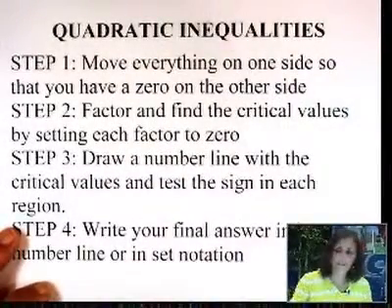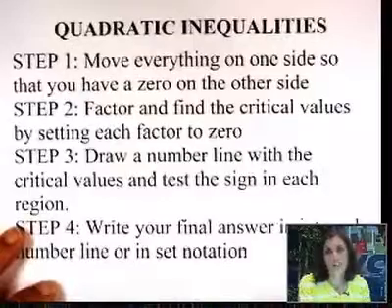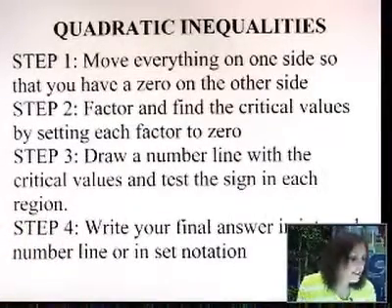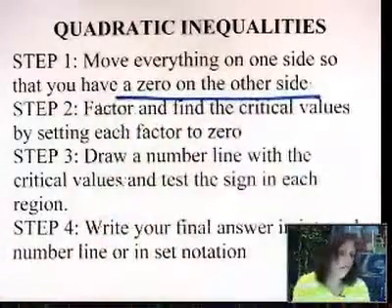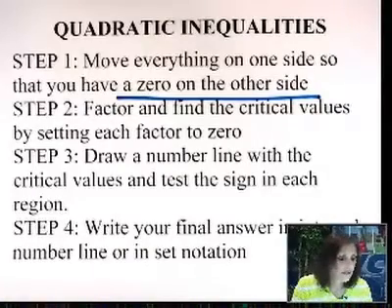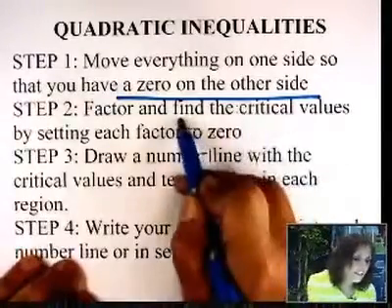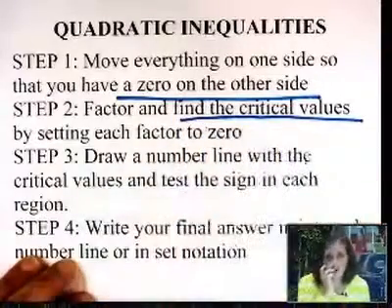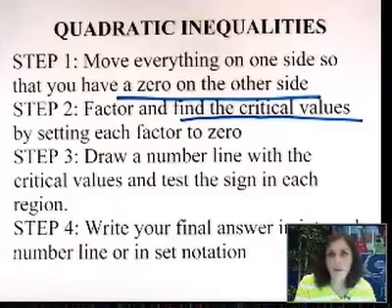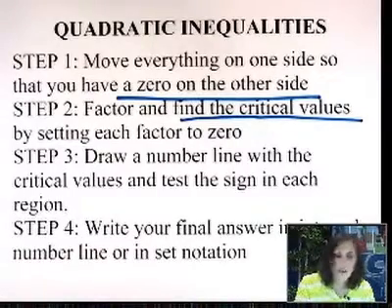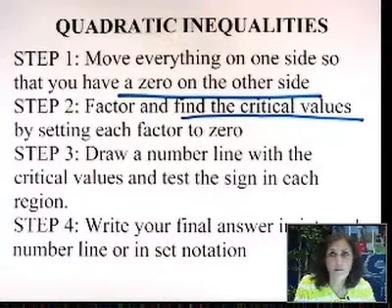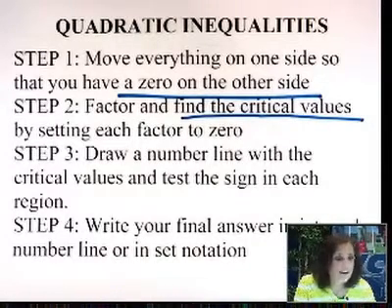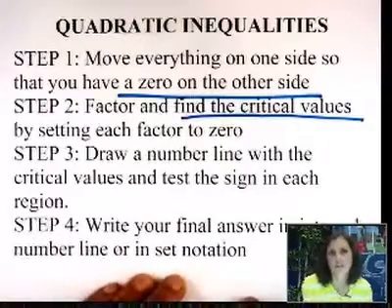Procedure. Step 1. When you have a quadratic equation or a nonlinear inequality, move everything to one side so that you have a 0 on the other side. Factor the non-zero side and set each factor to 0, and those are called critical values. Draw a number line, put the critical values in there, and test every region to see whether the left-hand side becomes negative or positive, and then write your answer in interval, number line, or set notation.